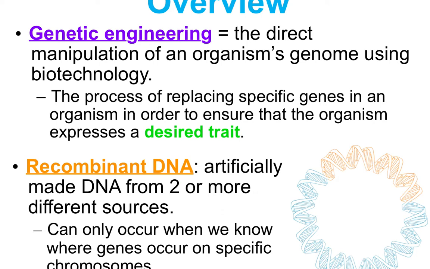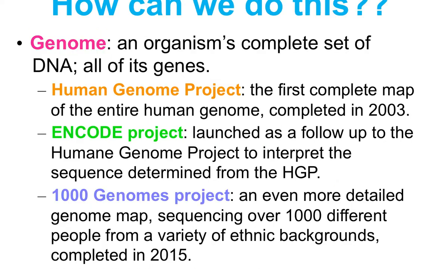Recombinant DNA, that's artificially made DNA. On certain organisms, we may know where a specific gene is on a chromosome, and we might want to artificially make that DNA and be able to splice it out of one organism's genome. So it just sounds so sci-fi, but how can we even do this?